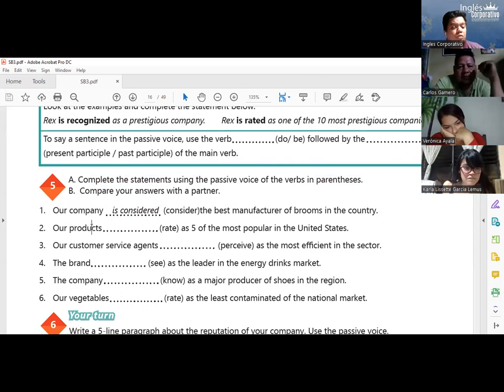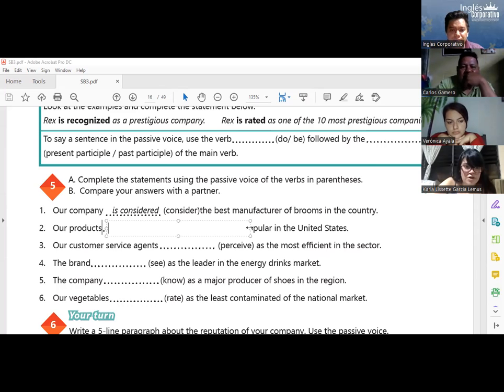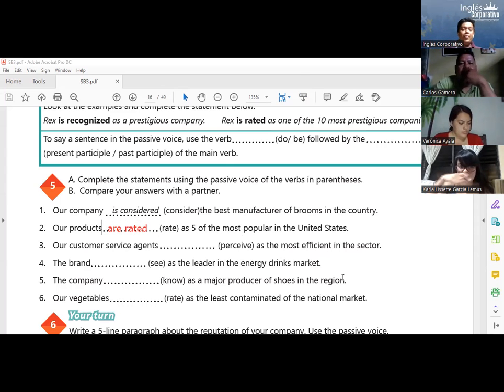Number two, it says, our products, nuestros productos, in here, how would you put in here, people? ¿Cómo escribirían acá ustedes? Give me 1 second. Okay, our products. Decía. Retail. Okay, cool. Our products are rated. All right, or rated. So you see, our products are rated as 5 of the most popular in the United States. Okay. Entonces la acción no recae en una persona específica, recae básicamente en el uso de productos, right? Products, that's what it says over there.